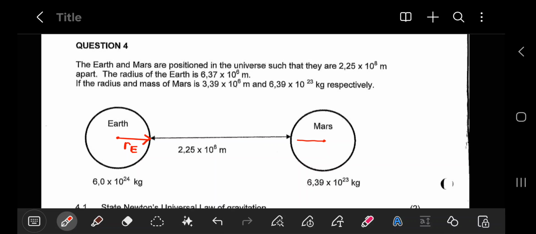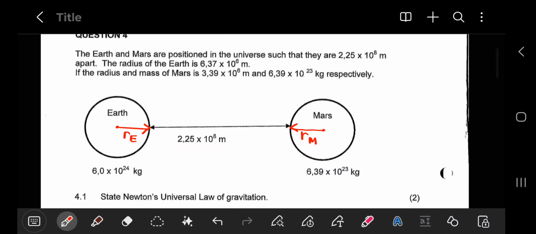From the center of Mars to its surface, that is going to be the radius of Mars. If we look underneath these planets, we are given their masses as well. And here's the thing. Because we are given information for the Earth in this question, there's no need for you to refer to your formula sheet. If the question gives you specific values for the Earth, please use the values that they give you. If there are no values for the Earth given, then only refer to your formula sheet.